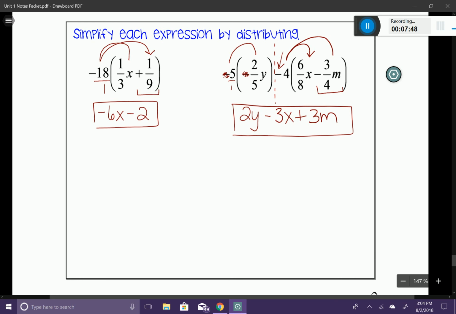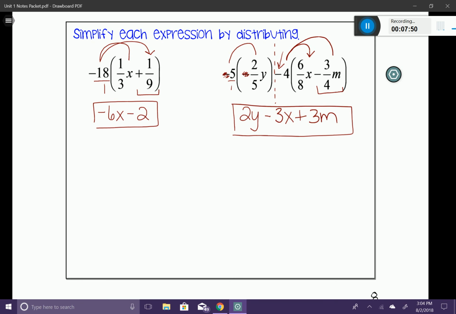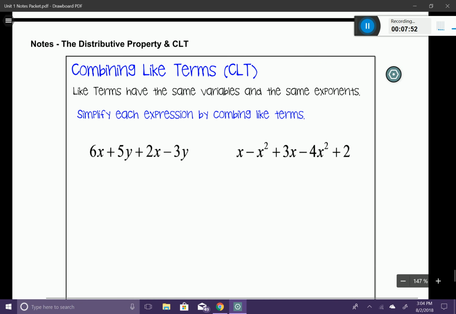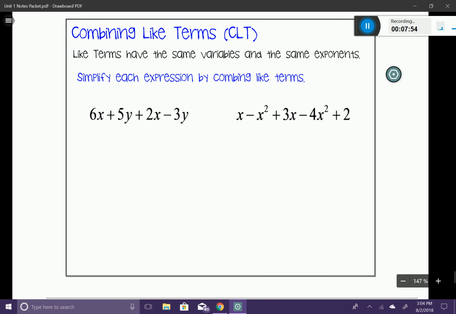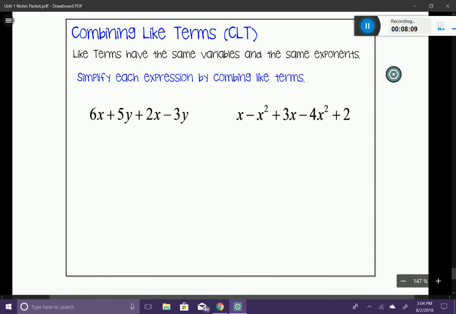All right, now that we know how to distribute, I want to teach you one more concept. This is a little bit easier. This is called combining like terms. Like terms have the same variables and the same exponents. So we want to simplify these and really condense or consolidate them. So in this first example, you can see that like terms are literally terms that have the same last name.